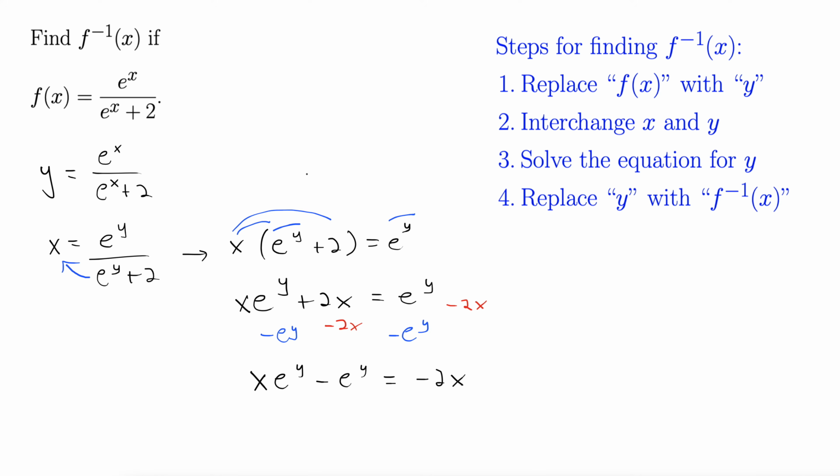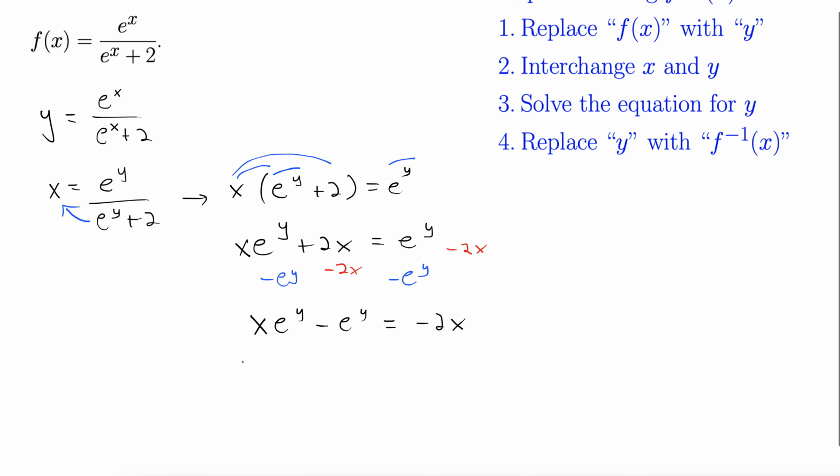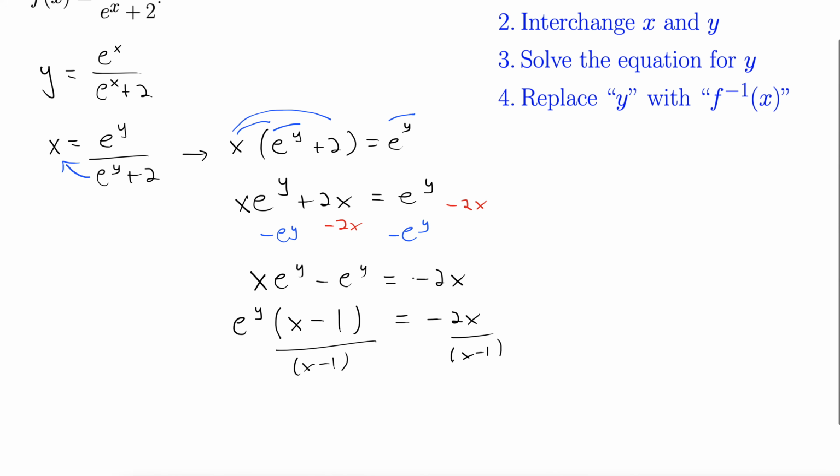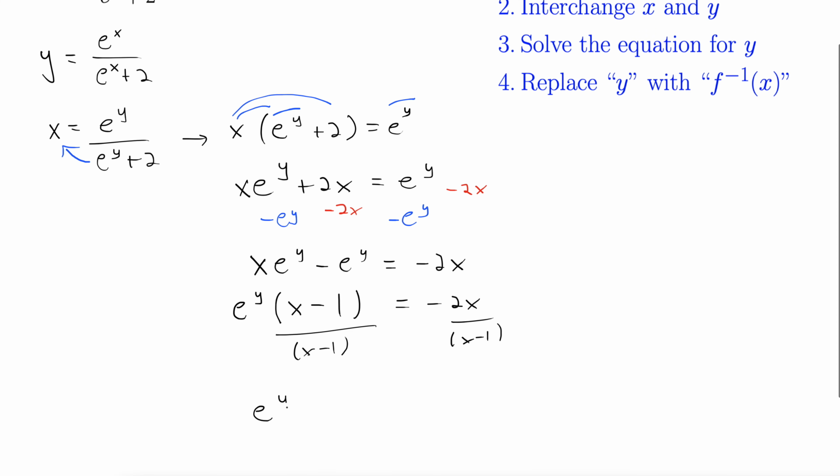Okay, here's the kicker. Now we factor out e to the y. This is where people get tangled up with this kind of problem. Factor out the e to the y. That leaves us with x minus 1 here equals negative 2x. And now we can see we're on a roll here. Divide by x minus 1. And we're left with e to the y equals negative 2x over x minus 1.